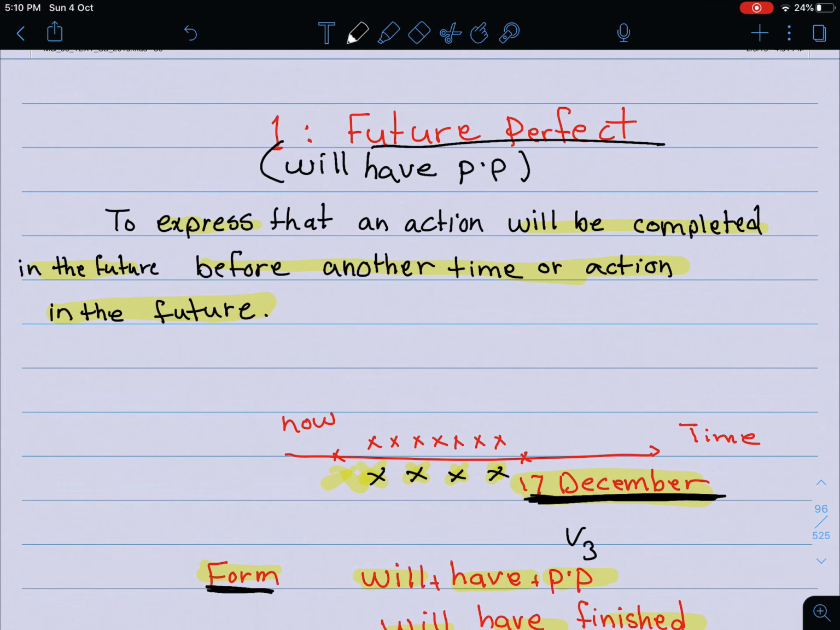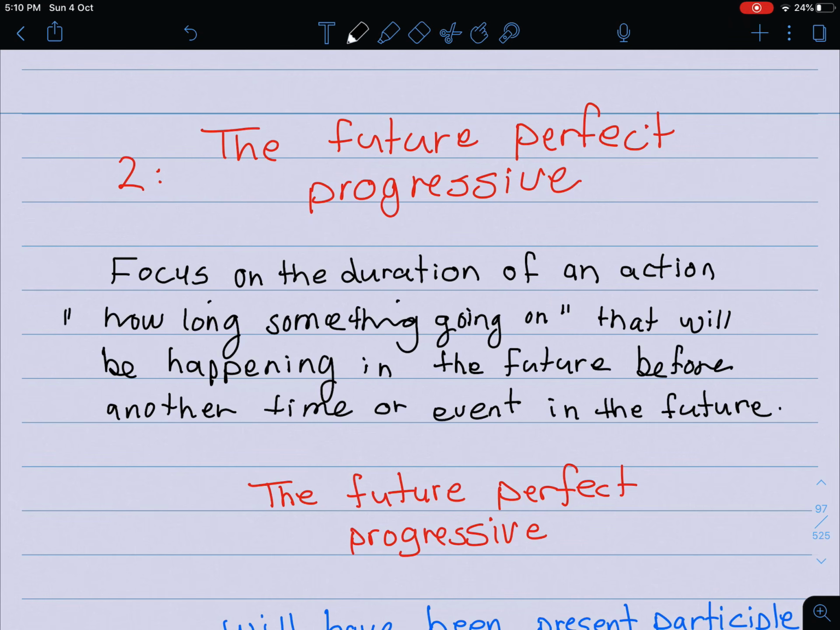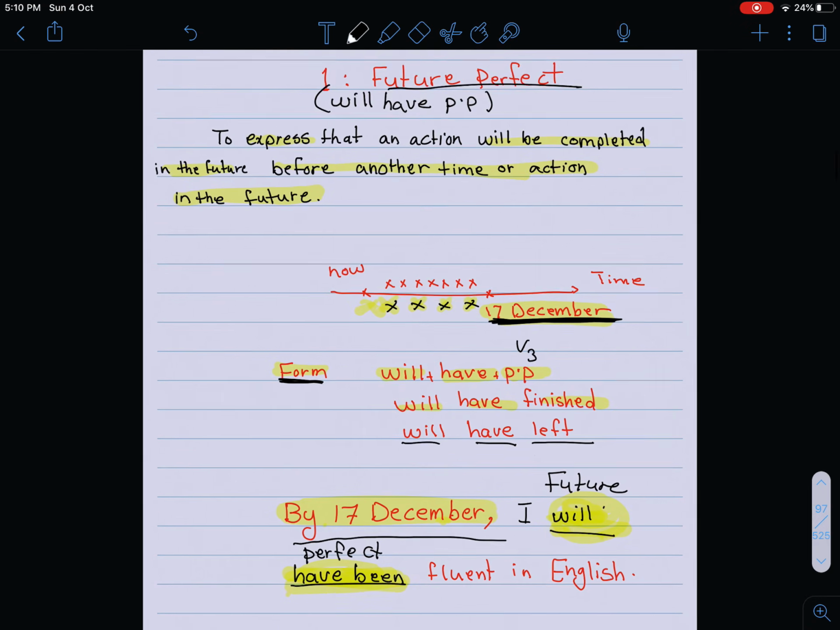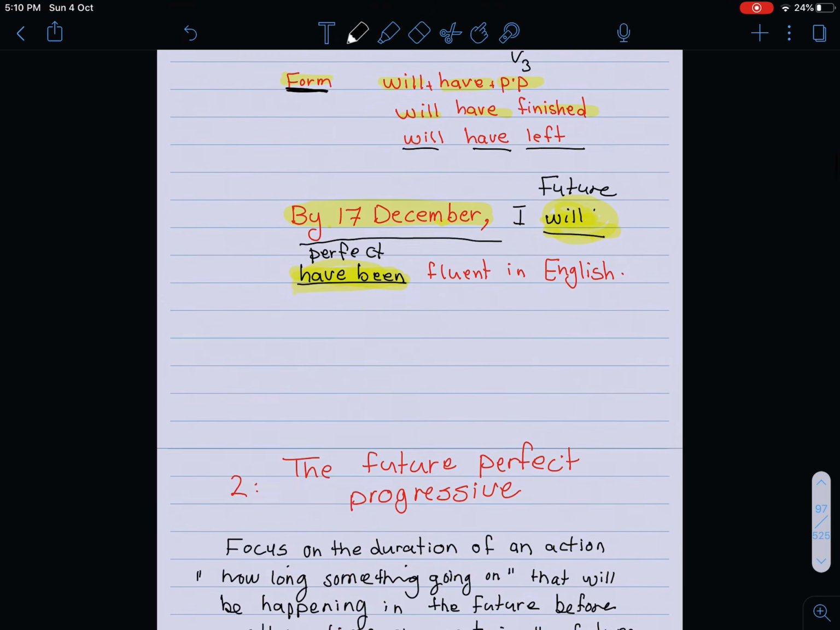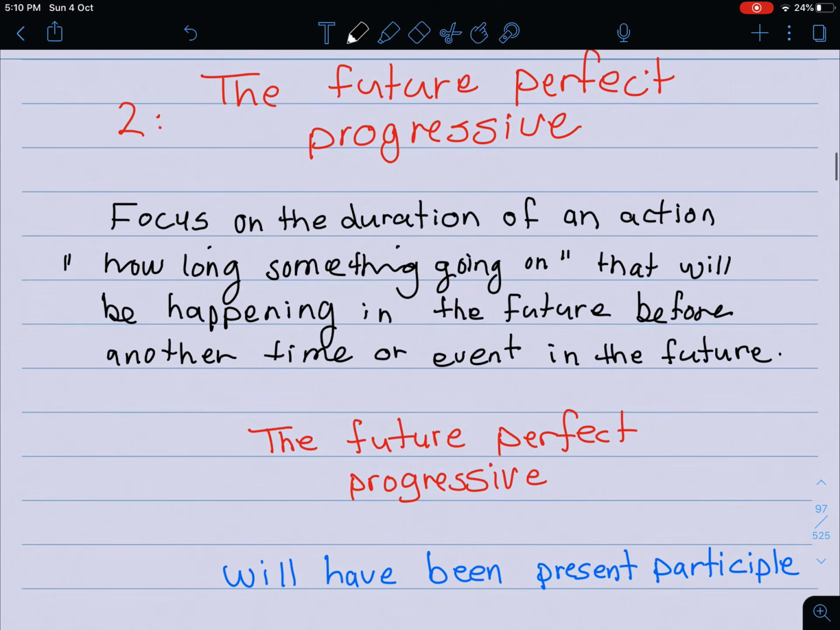The future perfect. Now let's move on to the next one, which is the future perfect progressive. So just let me here, I'm just gonna minimize it, okay? So if you want to screenshot this, okay? Now let's move on to the future perfect progressive, okay? So future perfect progressive, what do we mean by that? How to use it and how is it formed? How is this tense formed, okay?